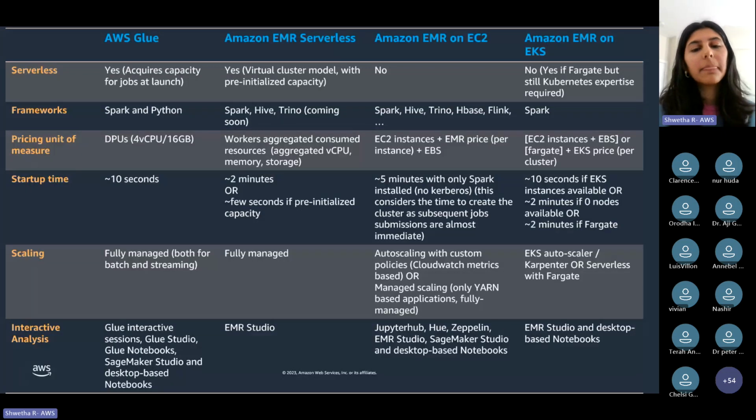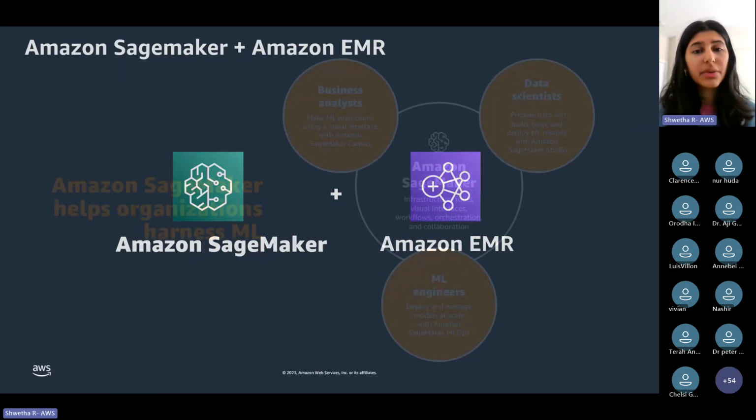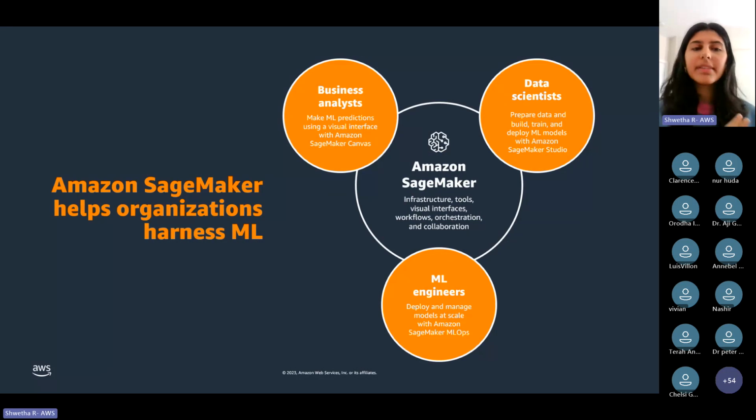With EKS, you have that integration with Studio as well as desktop-based notebooks. And there are some limitations with each service, which makes one more advantageous than the other based on your use case, right? So let's take a look at SageMaker and EMR and why you would want to integrate both. For those of you that weren't there in the previous office hours, I just wanted to do a quick overview. Amazon SageMaker is a comprehensive machine learning service that enables business analysts, data scientists, and engineers to build, train, and deploy their machine learning models for any use case, right? Regardless of machine learning expertise.